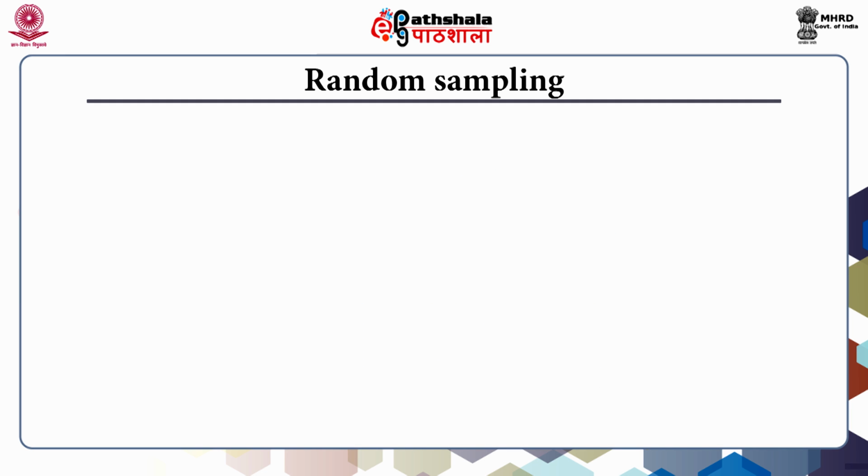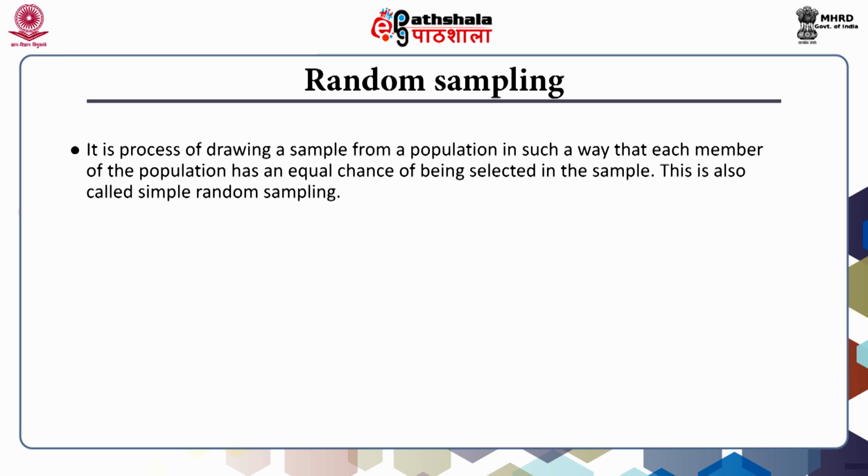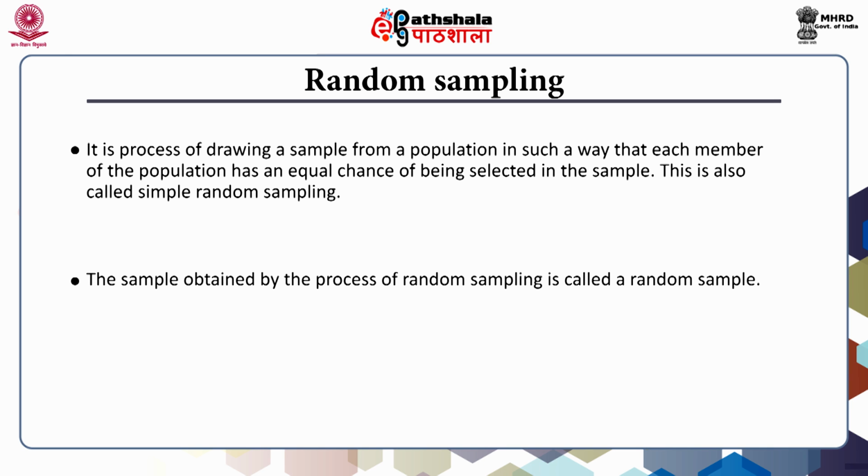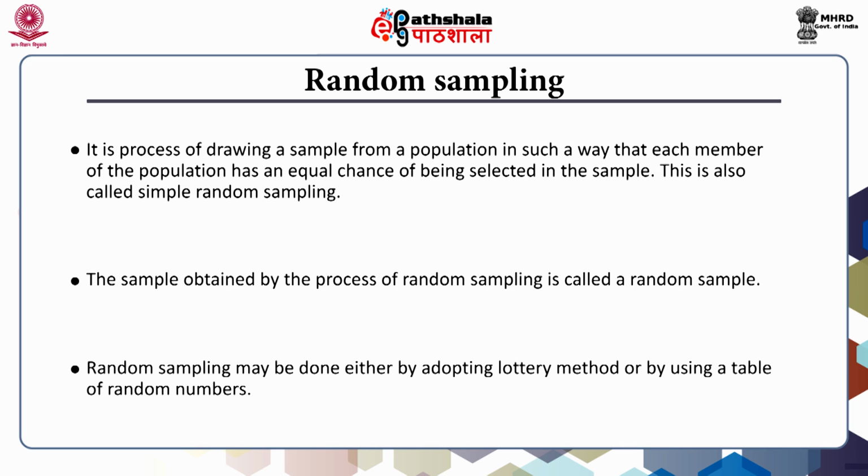Random sampling. We first look at the probability based sampling technique of random sampling. It is a process of drawing a sample from a population in such a way that each member of the population has an equal chance of being selected in the sample. This is also called simple random sampling. The sample obtained by the process of random sampling is called a random sample. Random sampling may be done either by adopting a lottery method or by using a table of random numbers.